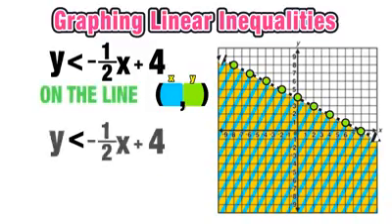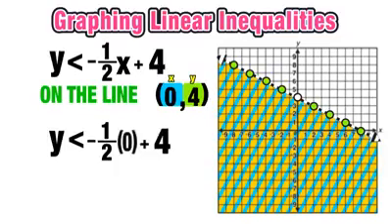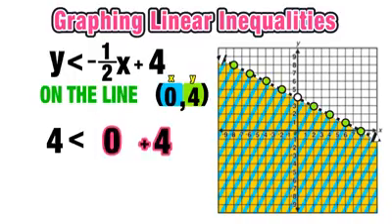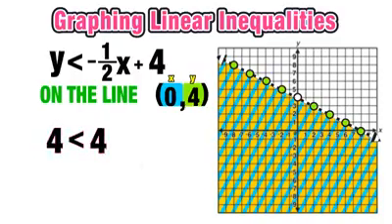Next, we'll look at a point that is on the line, and let's choose the point 0, 4. Okay, so now again we want to replace the x value with 0, and replace the y value with 4, and then just evaluate, and then we can check and see if it's true or not. So again, -1/2 times 0 is just 0, and 0 plus 4 just equals 4. Now we're left with 4 is less than 4. That is not true. So this should help us to understand why when we have a dashed line, the points on the line are not included in the solution set.